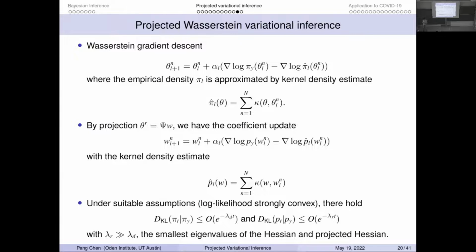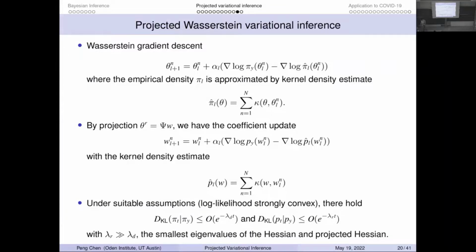What we can show is that on suitable assumptions, for instance, if the log likelihood is strongly convex, there holds this relation. So essentially, the Wasserstein gradient flow converges exponentially. However, this exponential rate, lambda d, is the smallest eigenvalue of the Hessian of the log likelihood. In high dimensions, this smallest eigenvalue, supposing strongly convex, will be very small, close to zero, so it converges super slow.